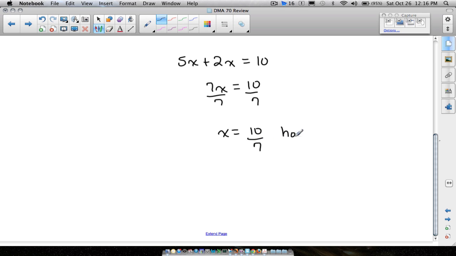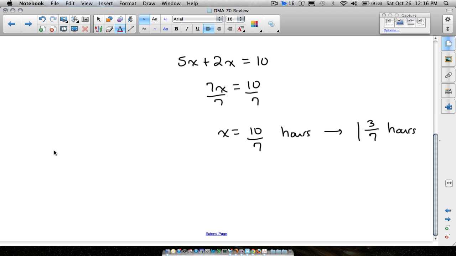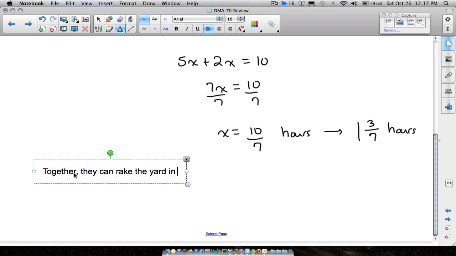Now this is actually 10/7 hours. I talked about time a lot in class too. I'd rather see that as a mixed number. How many times does 7 go into 10? 1 time, with 3 left over. So that sounds better to me. 1 3/7 hours. So together, they can rake the yard in 1 3/7 hours. 10/7 hours is not wrong, but it rolls off the tongue better, and it makes more sense if we say 1 3/7 hours.